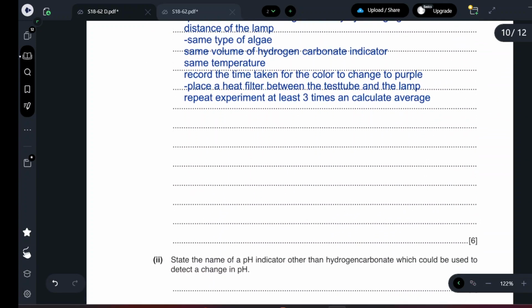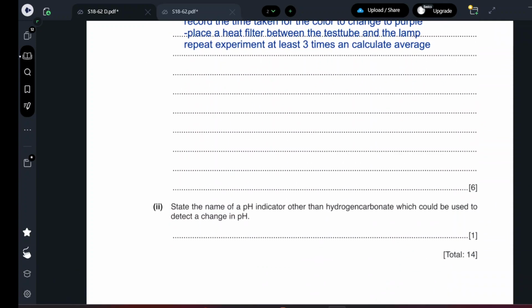Okay. The last question here, he asked me to name another pH indicator. I can say litmus paper, universal indicator, whatever. And this is it.